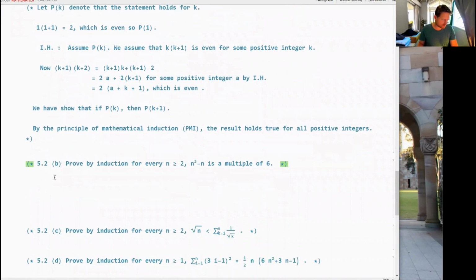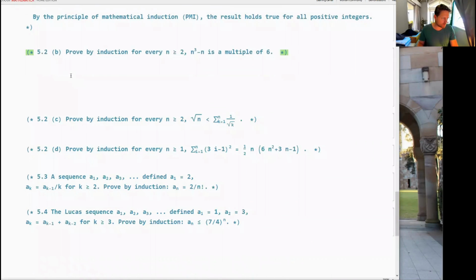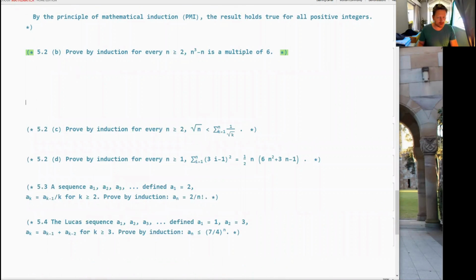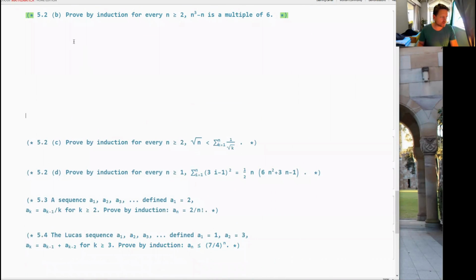Okay, another induction question. So I'll scroll up to the top now. I think I'll leave a bit more space so we don't have too much to confuse us. So the next one says, prove by induction that for every integer greater or equal to 2, n cubed minus n is a multiple of 6. And another way to phrase that is 6 divides n cubed minus n.